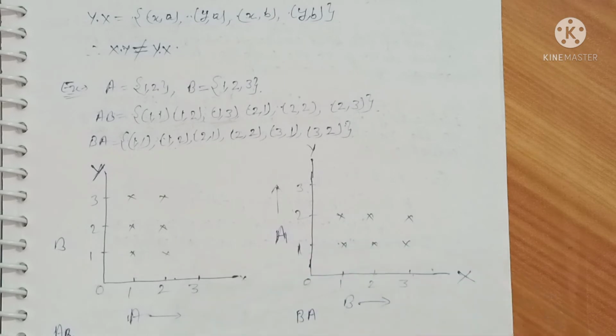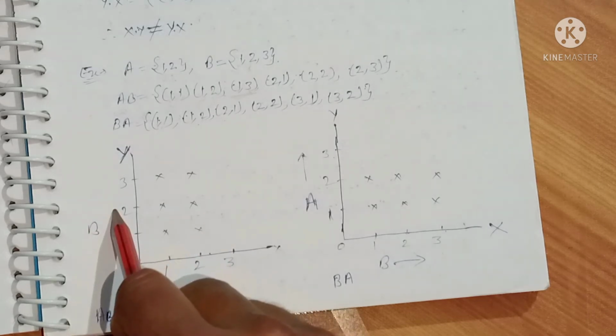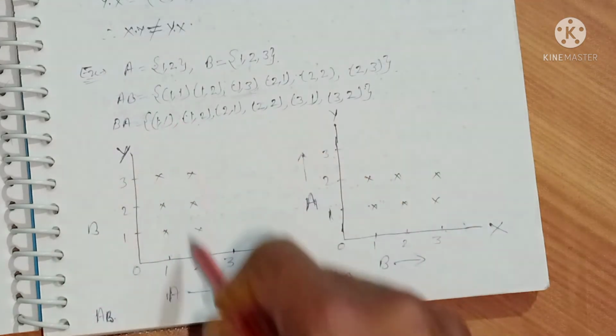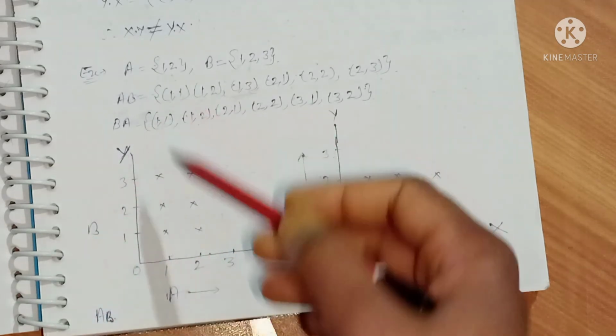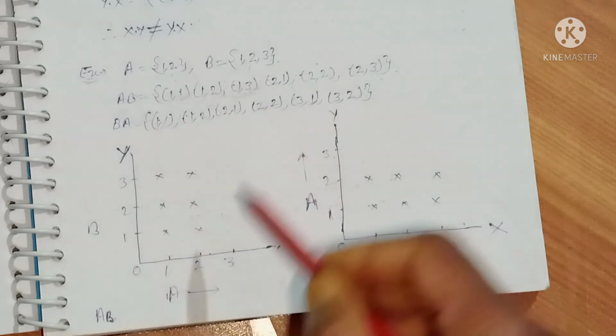How? When we represent this using a graph, we will get different patterns. This first graph is about AB. A I have taken along the x-axis, and B along the y-axis. We have already found the Cartesian product, so now we have to represent all those ordered pairs on this graph. You will see that the patterns are different.